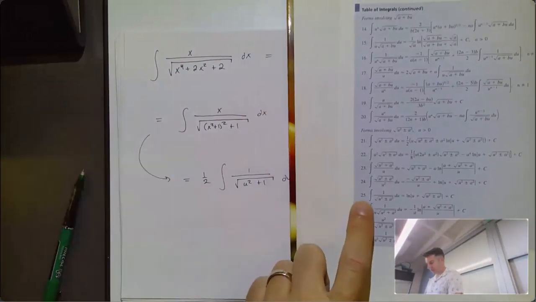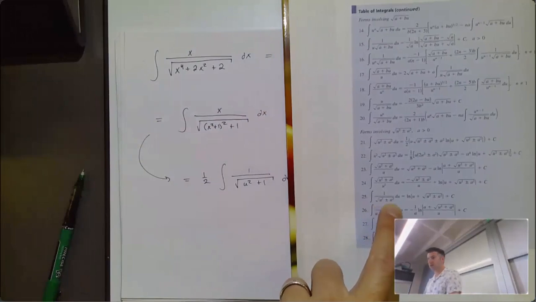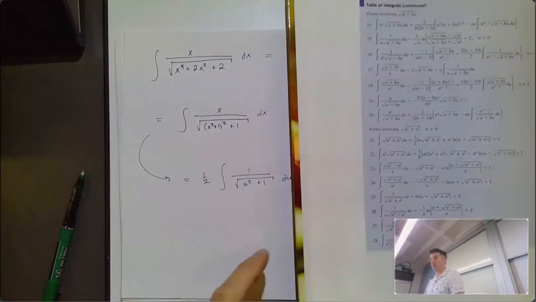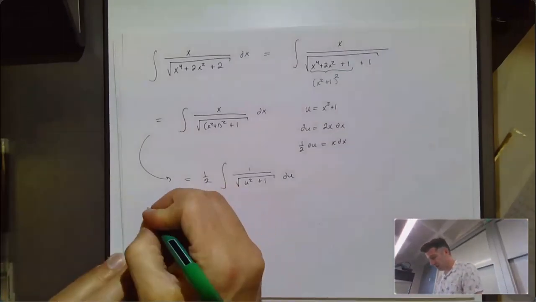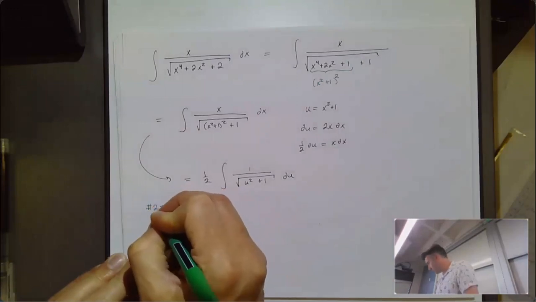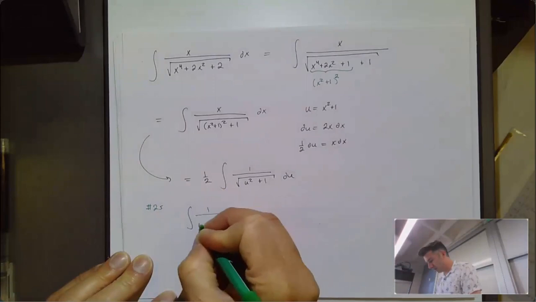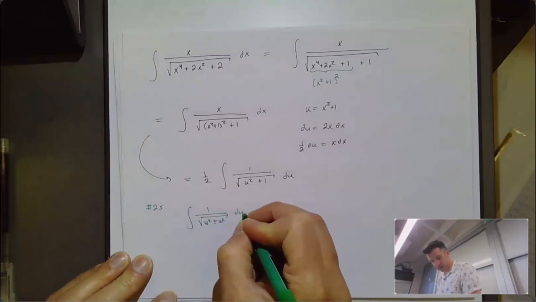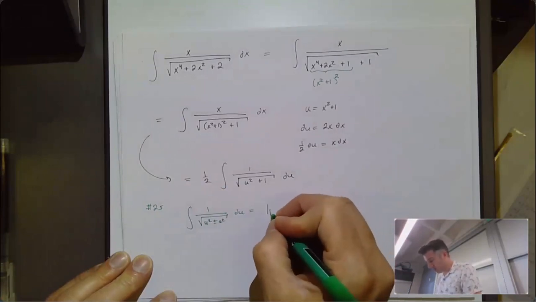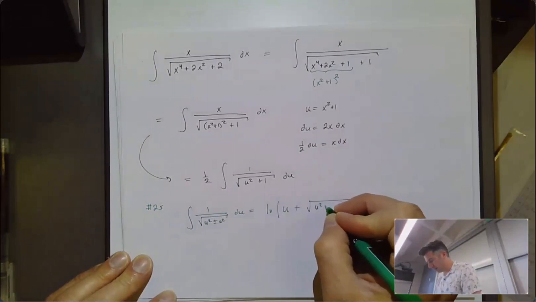And then we can totally see that, oh yeah, formula 25 is looking pretty good. Formula 25 is for the integral of 1 over the square root of u squared plus a squared, or minus a squared. So we can just throw that formula out. I know, again, it's kind of ridiculous. So formula 25 says that the integral of 1 over the square root of u squared plus or minus a squared du is equal to the natural log of the absolute value of u plus the square root of u squared plus or minus a squared.